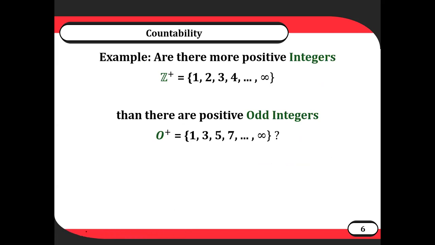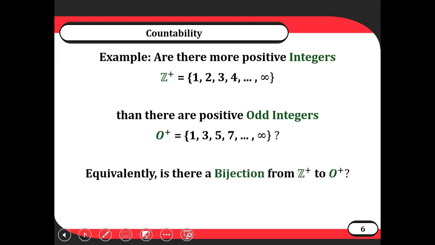All right, so for example, we could look at the set of positive integers, and we could look at the set of positive odd integers and ask, what is the cardinality of each of these sets? So is there a bijection from the set of positive integers to the set of odd integers? This O here is not officially the odd integer. This is just something I made up. But is there a bijection between those two?